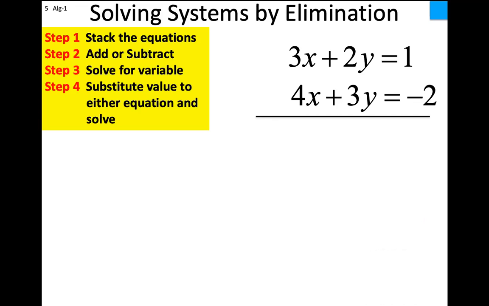How about minus 6y? Second one? 8x plus 6y equals negative 6. Negative. Okay.